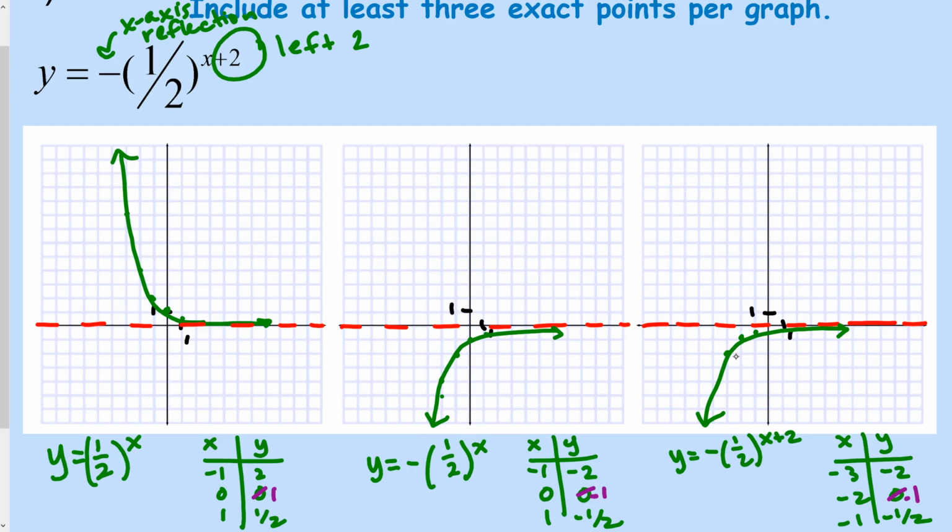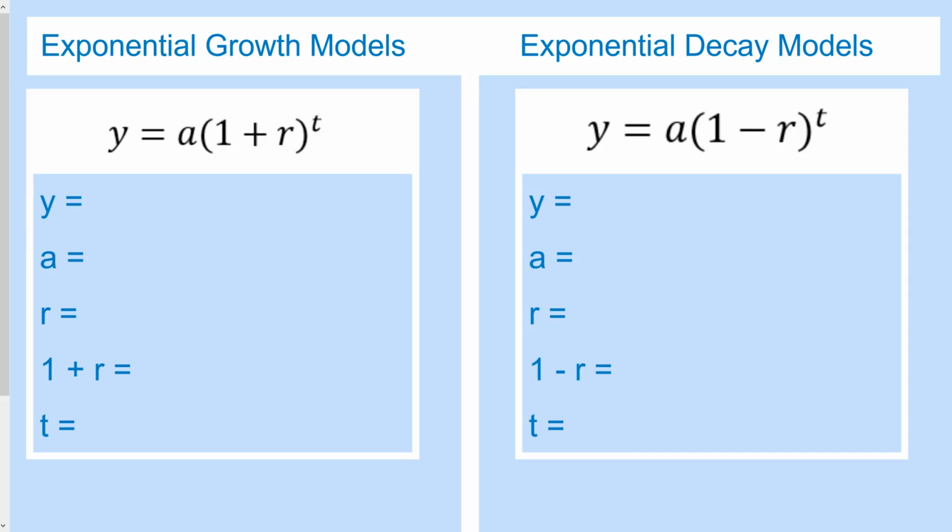Okay, so let's wrap it up with exponential growth and decay models. All right, so you're going to be doing different kinds of story problems in this chapter. We're starting with this particular type where you're given the percent that something grows or decays. And so if it grows, you're going to use this first equation, and if it decays, you're going to use the second equation, but you can see that they're basically the same thing.